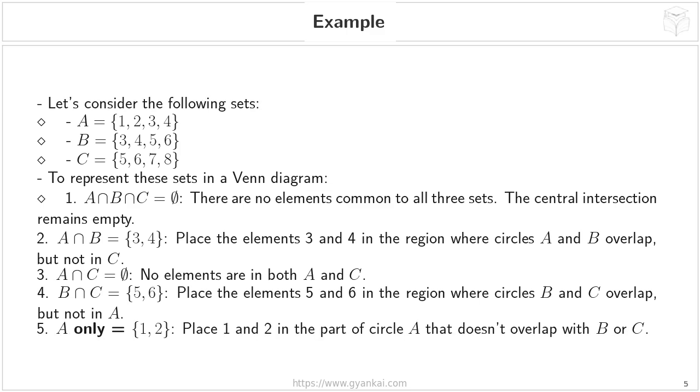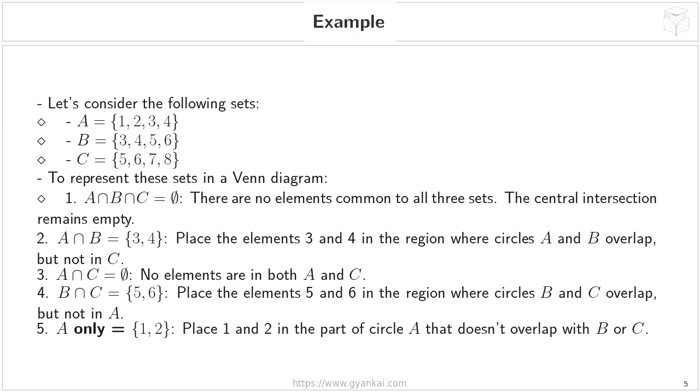Now, let's find the elements that are only in A, that is, the elements in A that are not in B or C. Looking at set A, we have 1, 2, 3, and 4. We've already placed 3 and 4 in the A intersection B region, so that leaves us with 1 and 2.